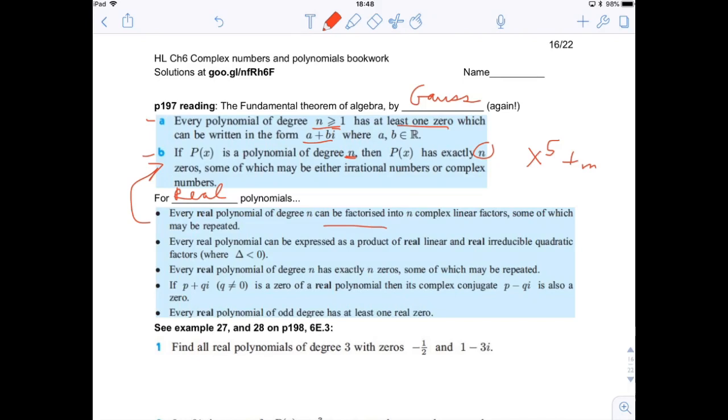Every real polynomial can be expressed as a product of real linear and real irreducible quadratic factors, where the discriminant is less than 0. So if you want to reduce it into linear factors, then some of the zeros are going to be complex. But if you're allowed to combine some of the linear factors together, then you'll be able to express the real polynomial in factors of linear and quadratic factors.